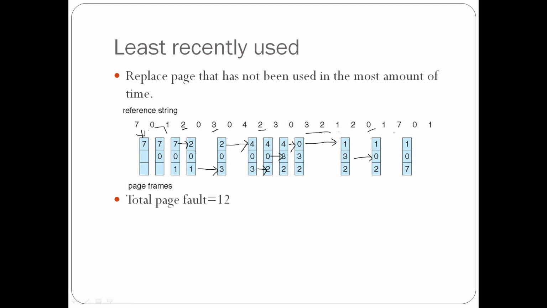1 is already available. Then 7. 7 means 1, 0, 2. 2 is not being used for the longest period of time, so 2 is replaced by 7. Then 0 and 1 are already available. So the total number of page faults is 12.